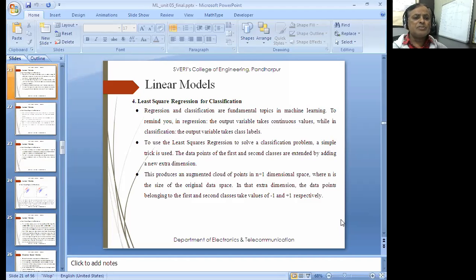Then we have seen least square regression for classification. In this we saw that, as we know, least square regression can be used to solve a classification problem. The data points of the first and second class are extended by adding a new extra dimension.